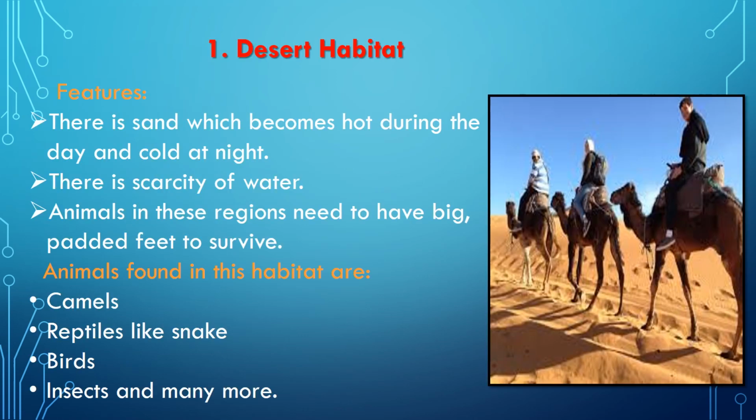So the first is desert habitat. This is a very hot habitat. In this, the days are very hot and the nights are very cool. And here there is scarcity of water also, and the animals who live here have big padded feet to walk on the sand. And the animals which are found in this habitat are camels, reptiles like snakes, birds, insects, and many more.